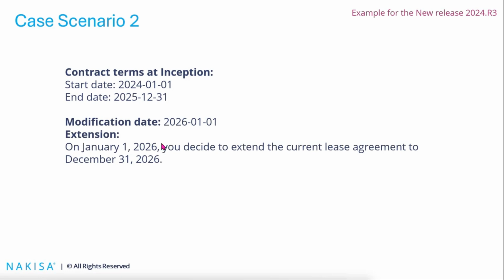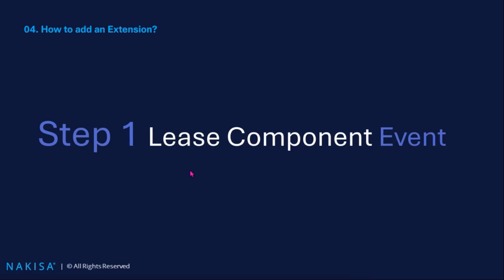If we have time, I'll try to cover this scenario as well, which I mentioned before, is that if your term has ended and your modification date is Jan 1st of the next year, which is after the end of the date of your REU date, and you want to extend it for another year. So let's do step one, is the lease component event.